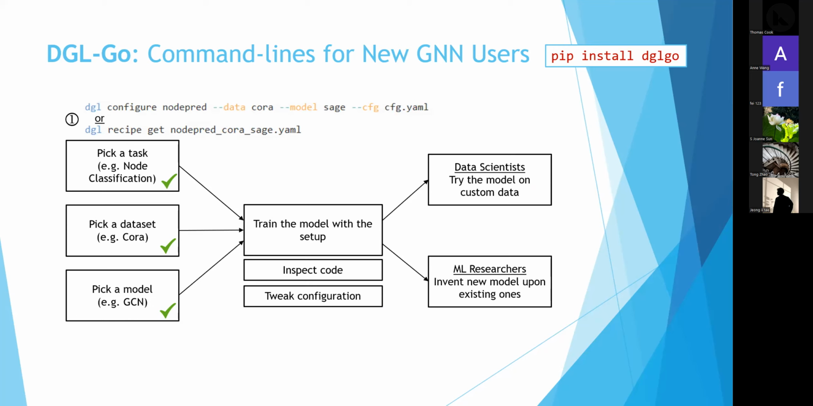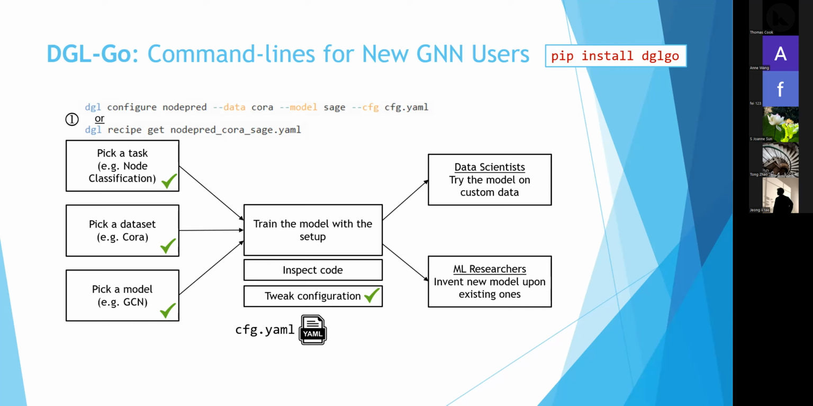First of all, we have these commands. One is called DGL configure. Configure is a command that helps you to do these selections. You can specify the data set like Cora, the model, and for the task, you pick the pipeline, for example node prediction, and it will essentially generate a configuration file in YAML for you. And you can tweak this YAML file based on your own need.